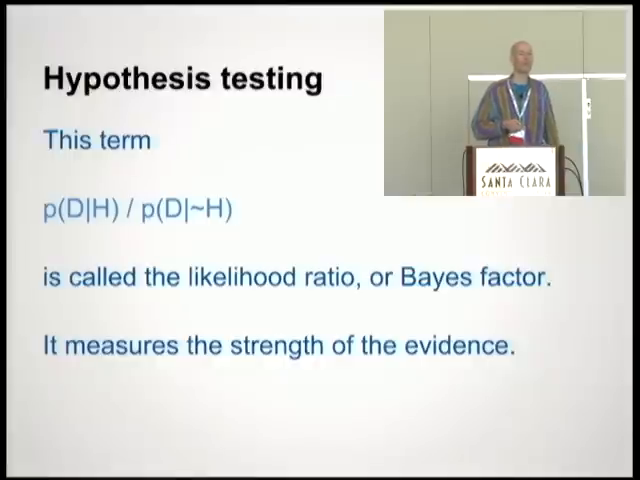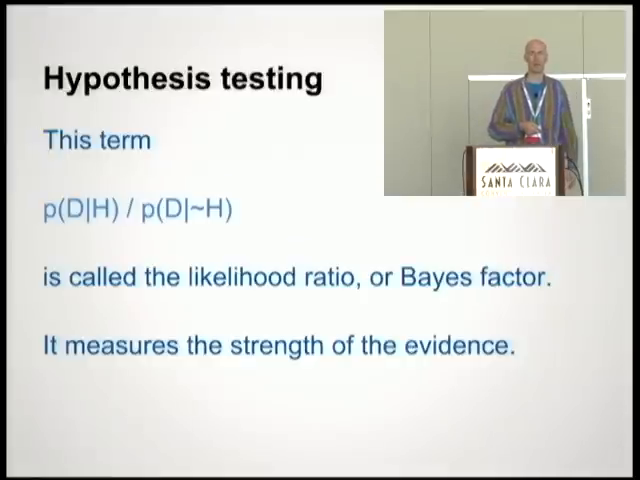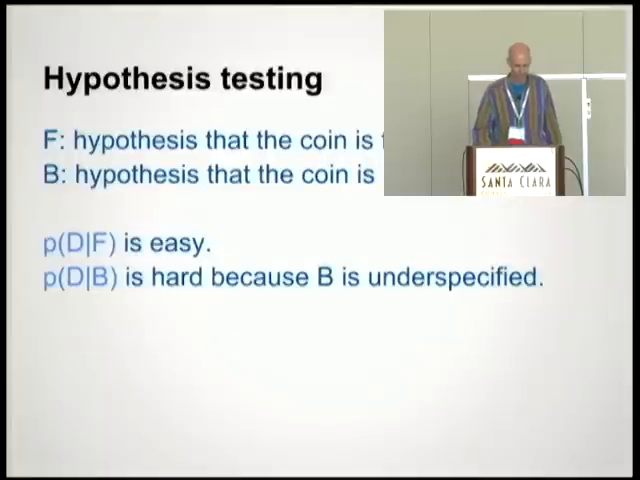If we compute that factor, it tells us, first of all, what direction the data go in. Are they in favor of H or against H? It also gives us a measure of the strength. So if this is greater than 1, then it's in favor of H. If it's 3, for example, we would say, okay, it's in favor of H, it's not very strong. If it's 100, we would say that it's pretty strong evidence. I'll talk a little bit more later about how we're gonna quantify that, how we're gonna make those numbers meaningful.